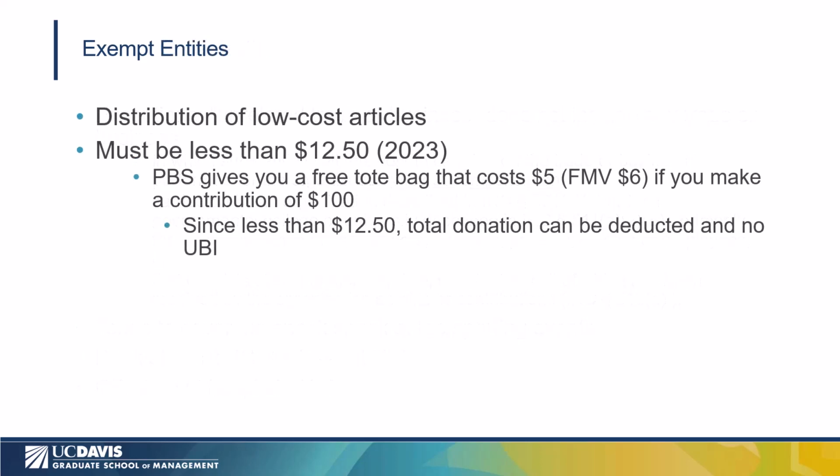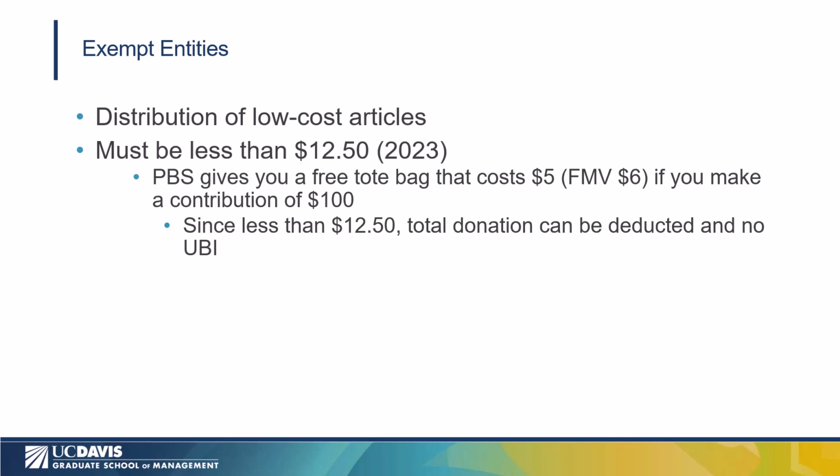Distribution of low-cost articles. Okay, so you can distribute low-cost articles for free in exchange for a donation, and it won't trigger UBI. However, what does it mean to be a low-cost article? Well, in 2023, that's $12.50 worth of value. So let's say you make a contribution of $100 to PBS, as they do a quarterly fund drive or whatever, and they give you a free tote bag, and the cost of that tote bag is $5, and its market value is considered $6. Now, why on earth the market value of a tote bag would be $1 more than its cost is beyond me, but let's roll with it. Since this is less than $12.50, not only can the total donation be deducted, there's also no UBI, right?